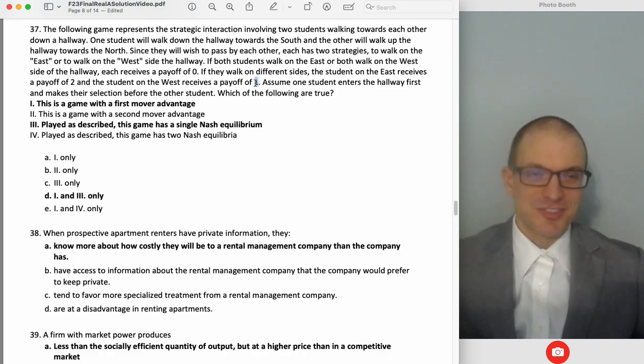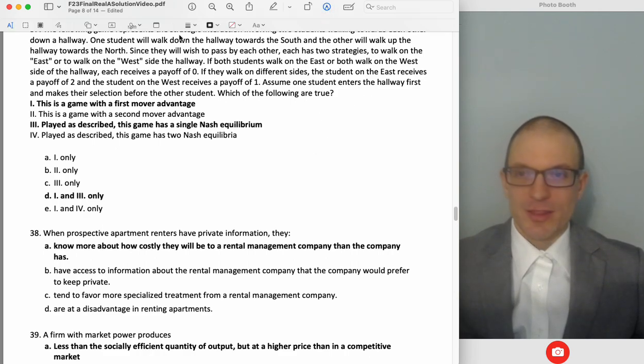I don't know, maybe the east side has glass windows and you can see the sunrise. Who knows? Assume one student enters the hallway first and makes their selection before the other student. Which of the following are true? So you want to draw out the game tree for this. This is probably the easiest way to be able to visualize what's going on.